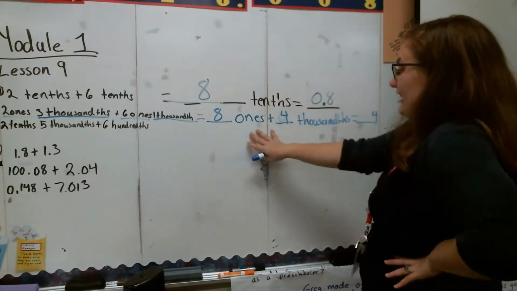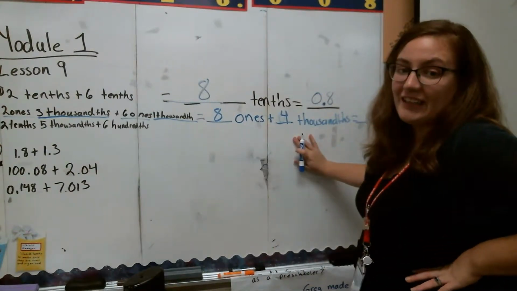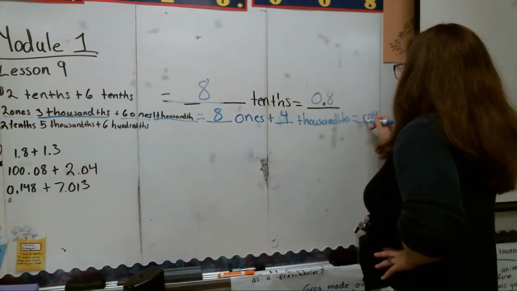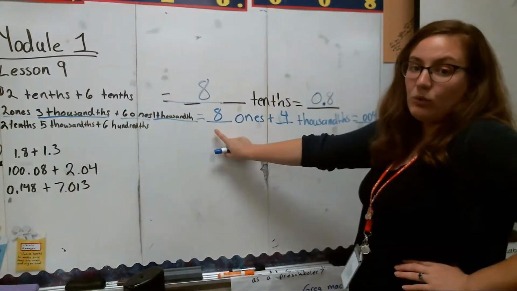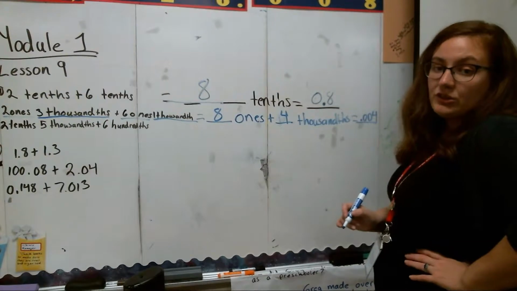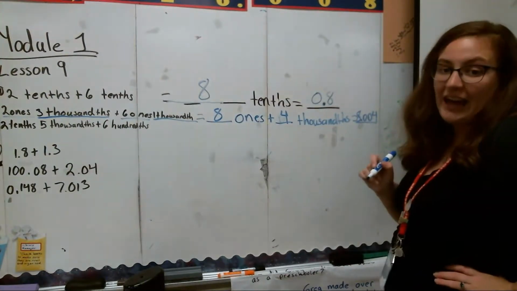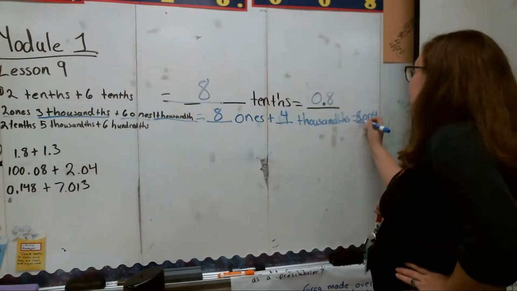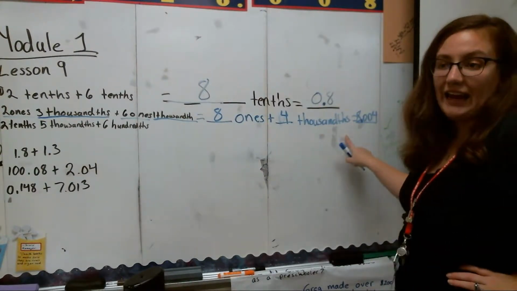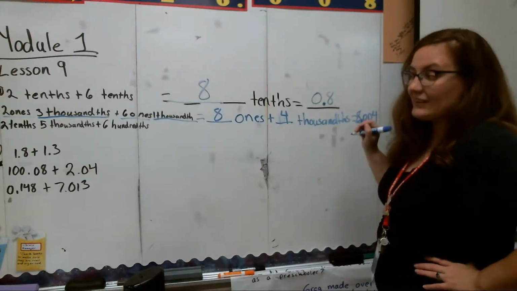I don't have anything that has hundredths, so I'll put a 0. I still don't have anything that's in my tenths, so I'll put another 0. But I do have something that's in my ones place. So since I have something in my ones place, put a decimal here to show 4 thousandths. And then I'll put an 8 to show that I have 8 ones. So right now, my final answer is reading as 8.004, or 8 and 4 thousandths.